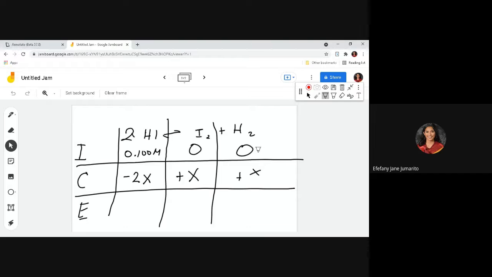Okay, so for at equilibrium, we will just add the change to the initial 0. Ibutang na siya ay change. At equilibrium, that is 0.100 molar minus 2x. Follow? Then, we have an I2. I2 at equilibrium, that is?